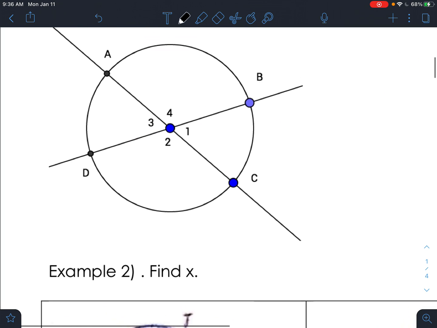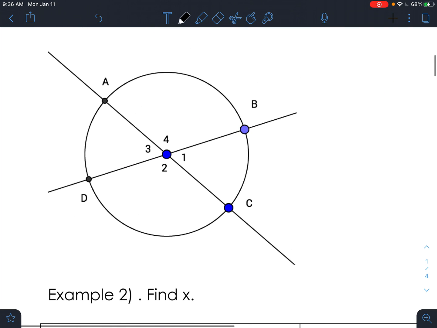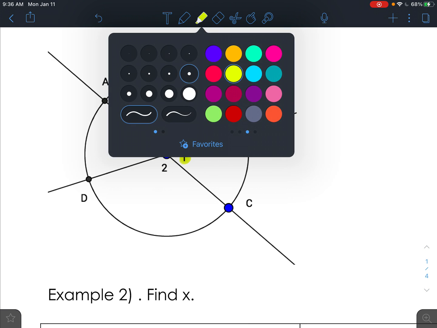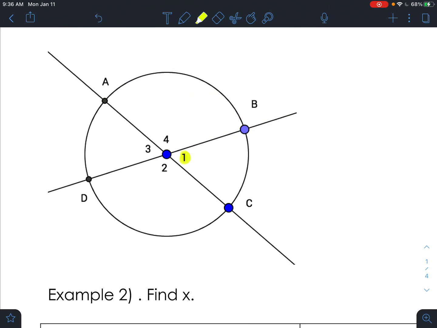So if I look at example 1 here, what I have is the intersection of these two chords. This point right here is not the center of the circle. But what I want you to look at is this angle 1. If I look at the arc intercepted by that angle, that arc would be arc BC. And then if I look at its vertical angle, which is angle 3, that arc is AD.